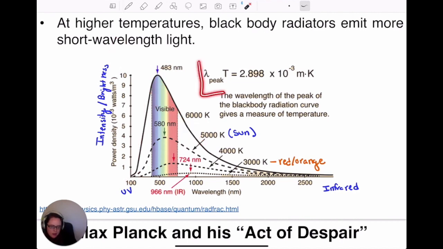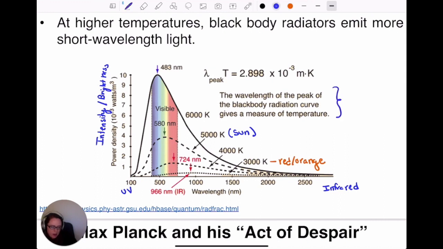And then there's also an equation here. We're not going to use this, but it does allow you to relate the temperature to the wavelength. So if you want to determine the temperature of an object, you can use the wavelength of the peak. This is actually used a lot in astronomy to determine the temperatures of distant stars.